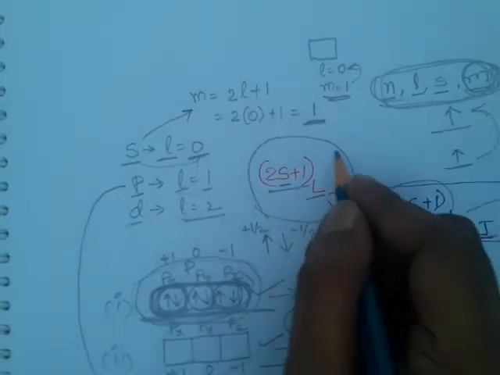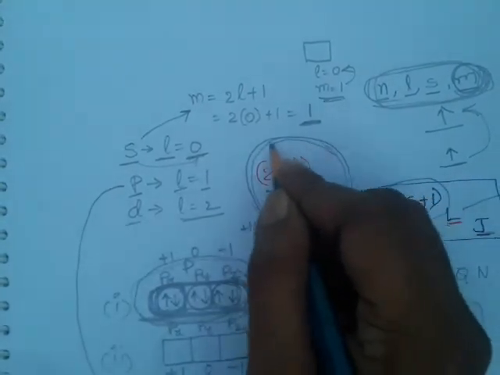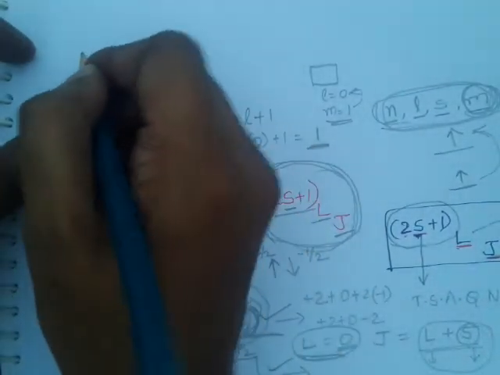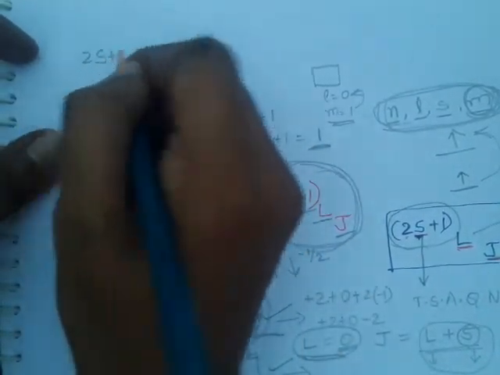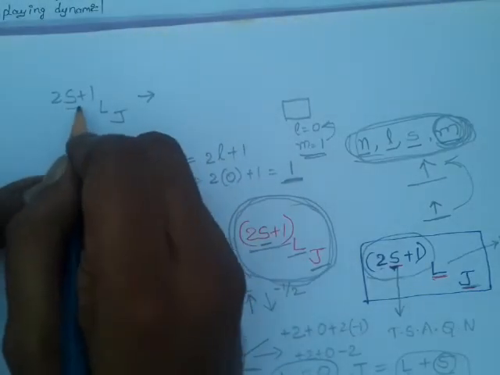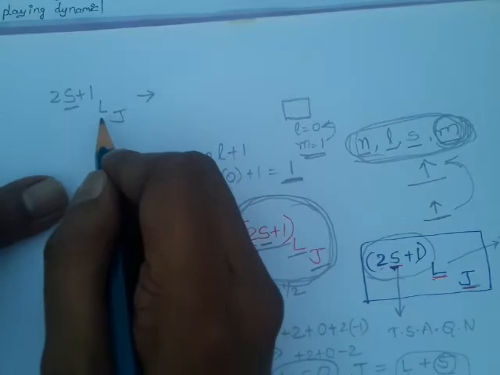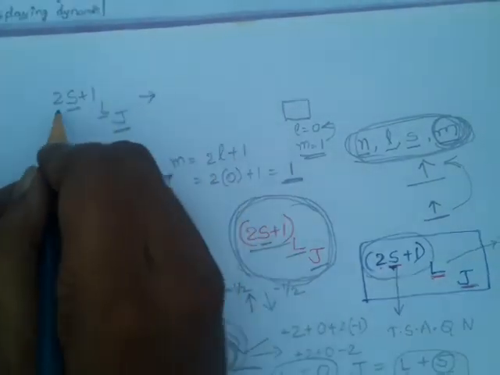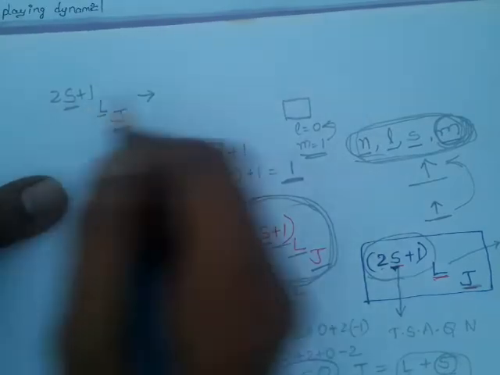1s0. Why? Because what is the term symbol notation? 2S+1 L_J. This is the term symbol. For completely filled orbitals, S value is 0, L value is 0, J value is 0. So 2 into 0, 0 plus 1, that is 1.